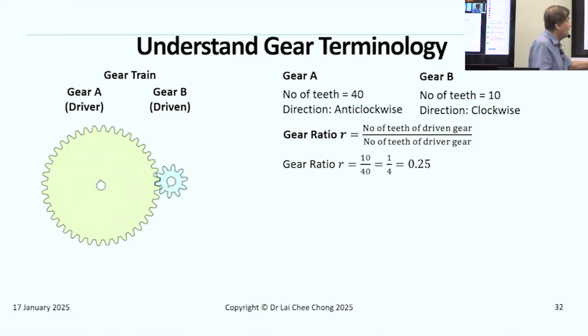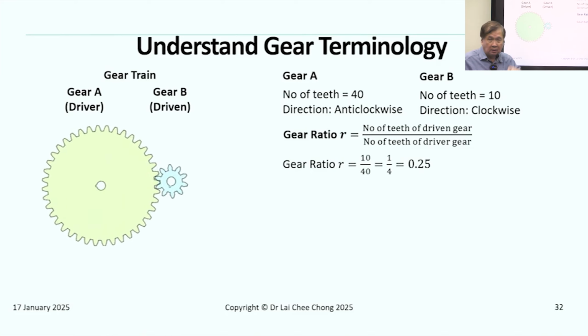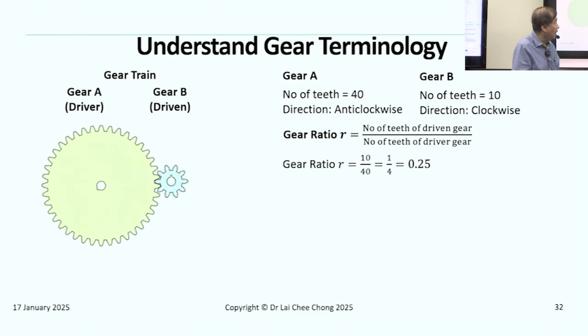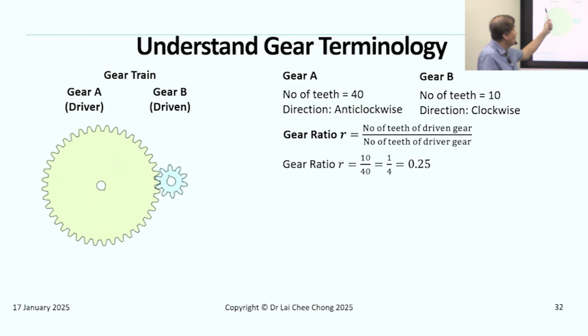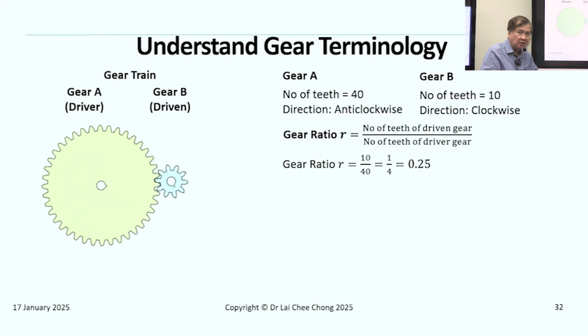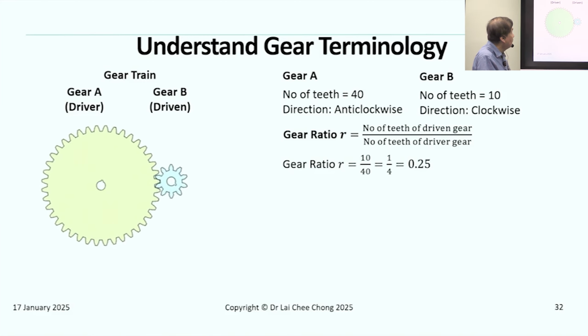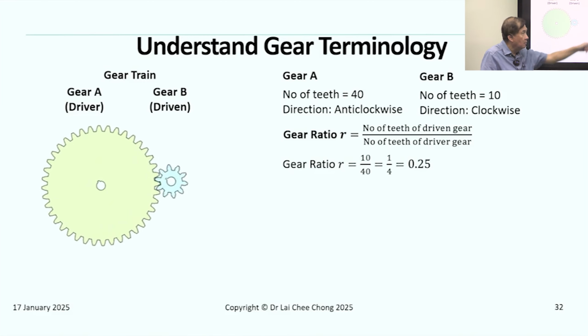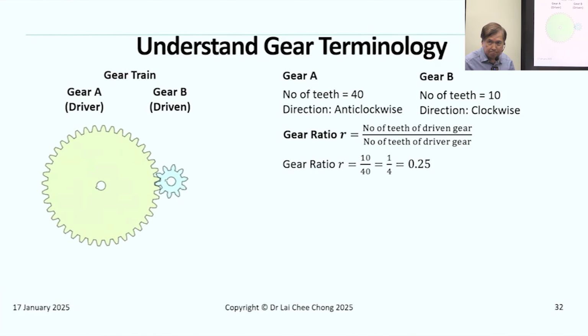We do the same calculation now. We see that in gear A the number of teeth is 40. It has more teeth, whereas the small one, gear B, is only 10. And you can see the way they rotate is always in the opposite direction. This one now is in the anti-clockwise direction. Therefore, your gear B must be rotating in the clockwise direction. You follow me? So far, so good.